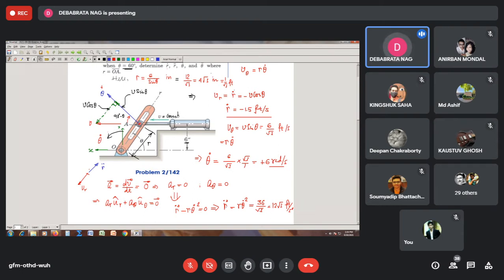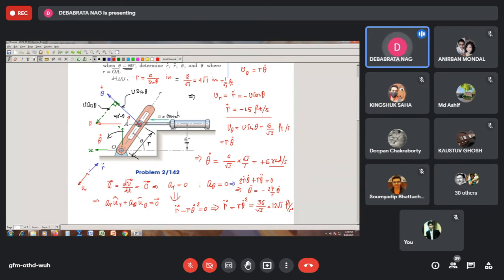So this will be your value of R double dot, and once this is known, now we can come to this equation. This equation gives us A theta equals null. So A theta null means we have 2 R dot theta dot, which is the Coriolis component of acceleration, plus R theta double dot. So this value should be equal to 0. And as a result, we can say from here that theta double dot turns out to be minus 2 R dot divided by R into theta dot.